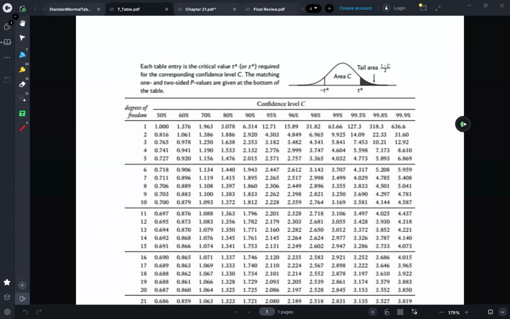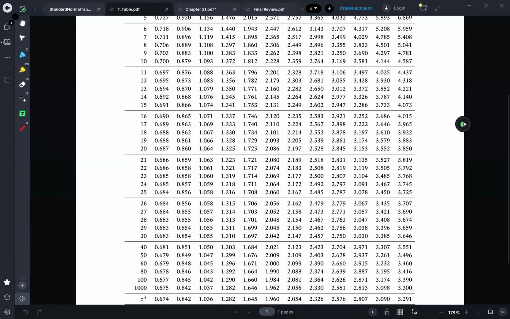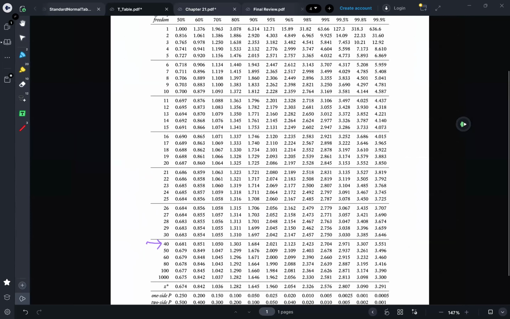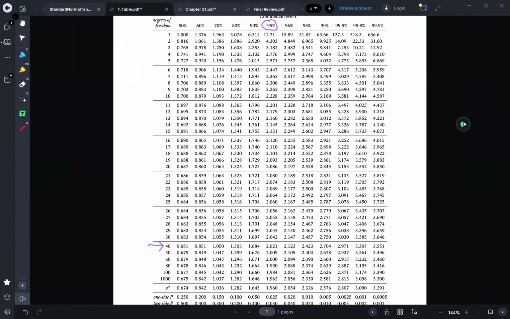Let's go over here, because you'll see we don't have a 41. So we'll use that one, and we want 95. We only want one T, so we choose the lower of the two. We have 42 participants and 47 participants. You take 42, subtract 1, gives us 41, but we don't have a 41, so we'll take 40. It will be close enough, still really good. 2.021.